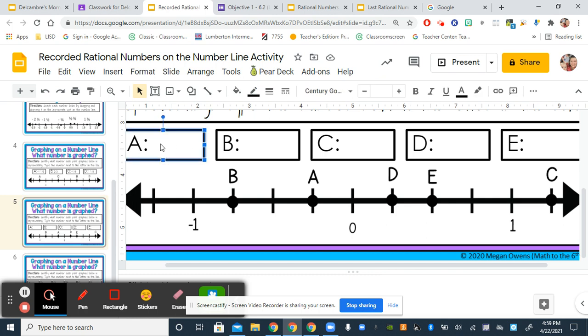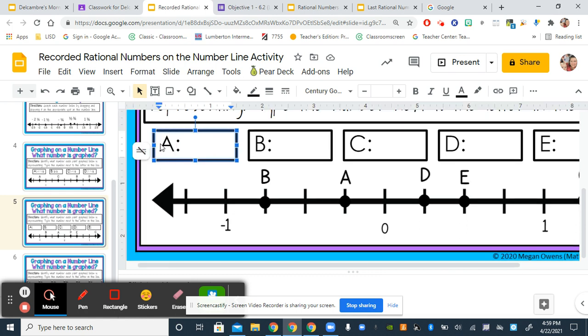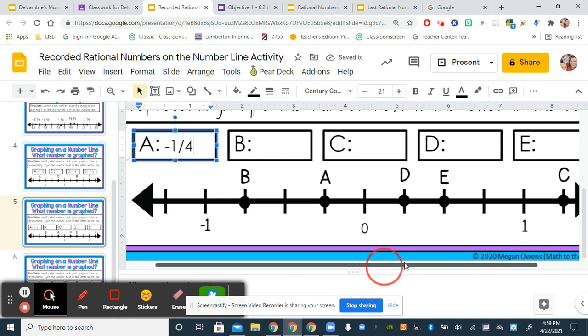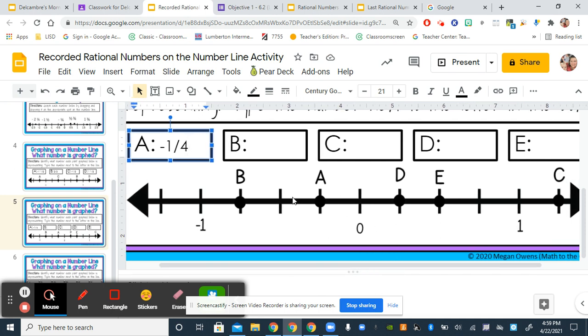So that's 1/4. But it's on the negative side, so it'd be -1/4. Okay, B, that's 1, 2, 3 tick marks away to the left. So that would be -3/4. Letter C is 1 tick mark away from 1. So we would call this 1 and 1/4.